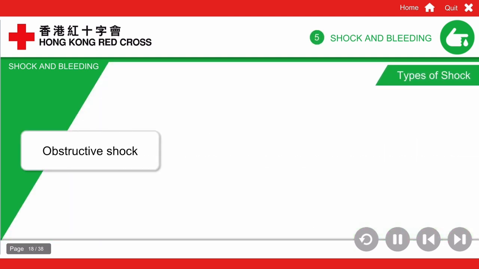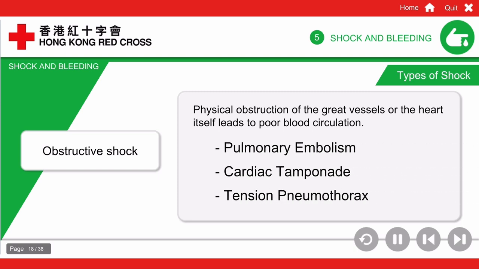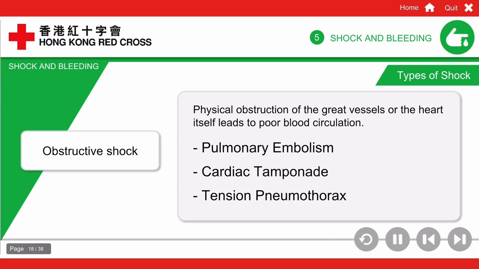The fourth type is obstructive shock, in which physical obstruction of the great vessels or the heart itself leads to poor blood circulation. The causes of the condition include pulmonary embolism, cardiac tamponade, and tension pneumothorax.